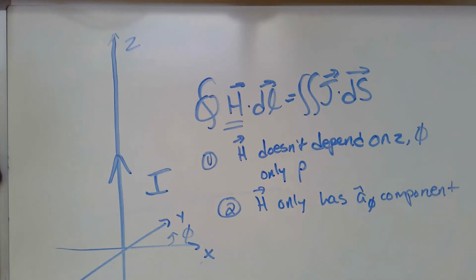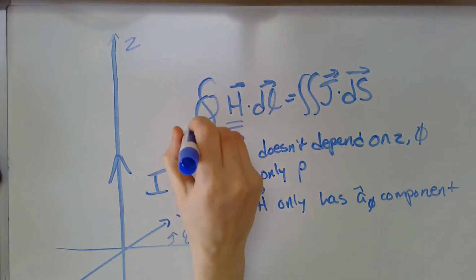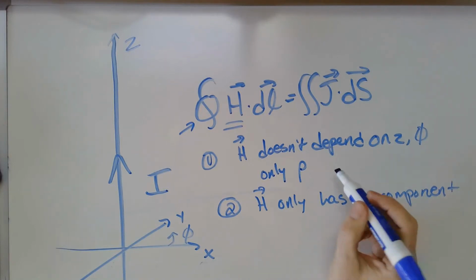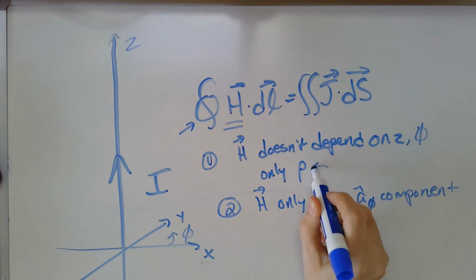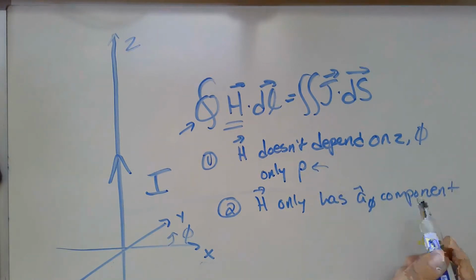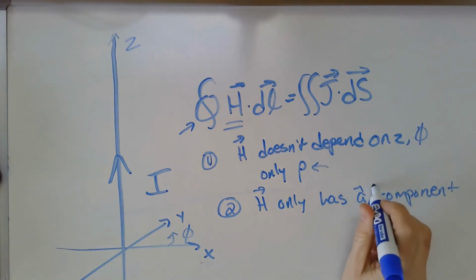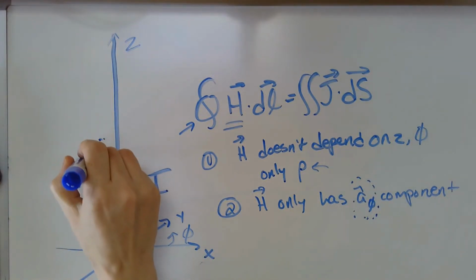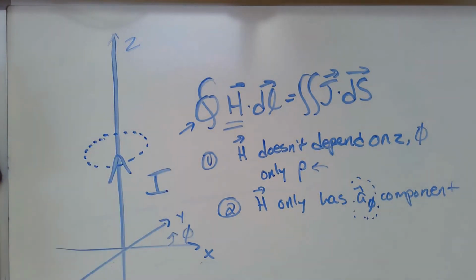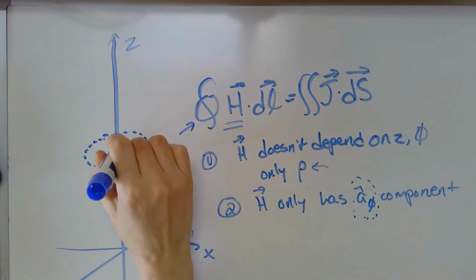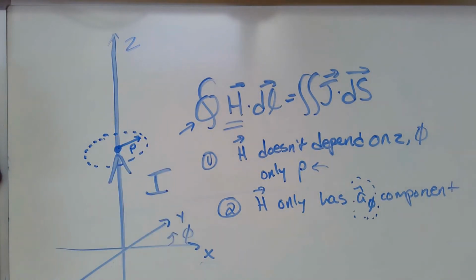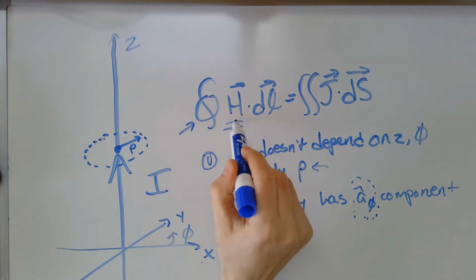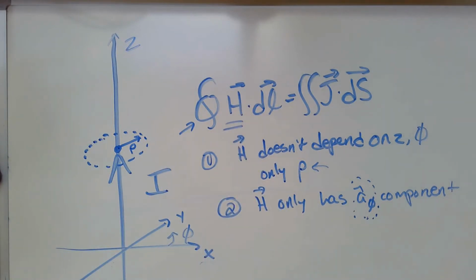With that in mind, we would like to choose a path for our Ampere's law application that is a path of constant rho and that moves along phi, otherwise known as a circle. We're going to choose a circle of radius rho, and we're going to allow that value of rho to be a variable so that we can find the value of the magnetic field everywhere in space.